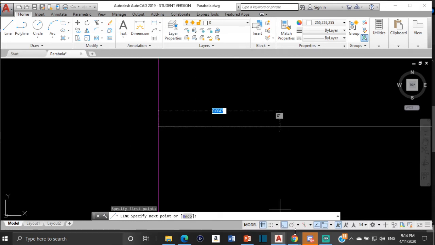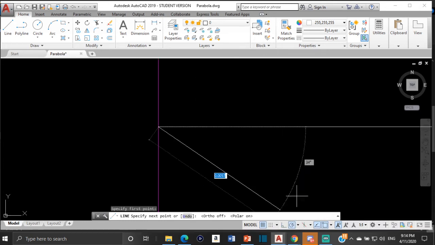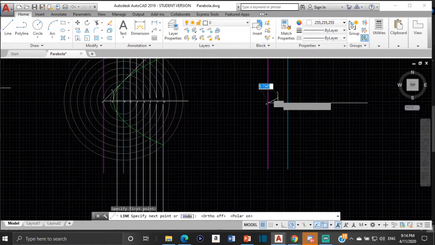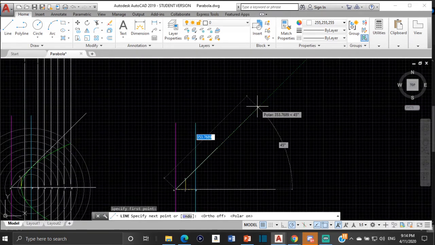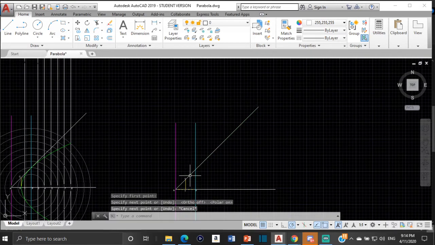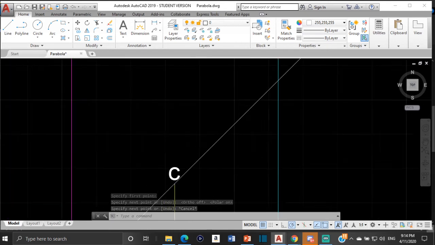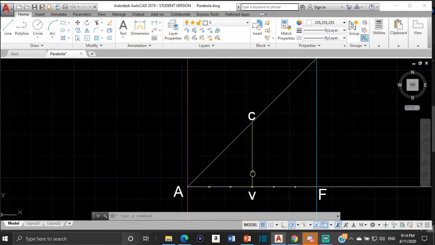Good. Let me turn off ortho and turn on polar tracking. So I'm going to be drawing a 45-degree line, and I'm going to draw that line like that, and now my line should be going through C. Perfect. Right, so my line goes through C, so I know that it is exactly 45 degrees.